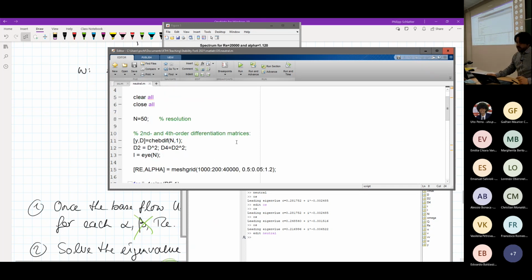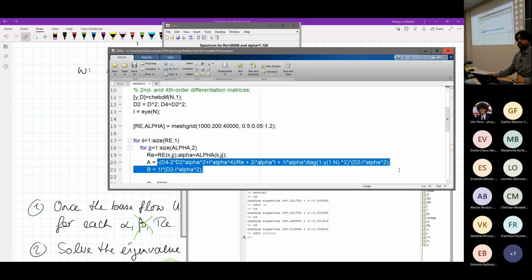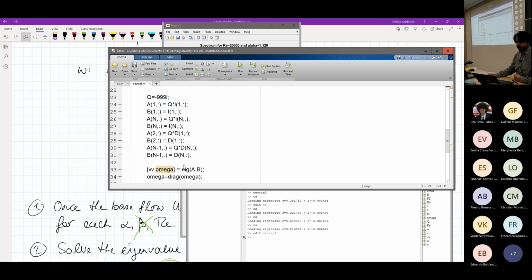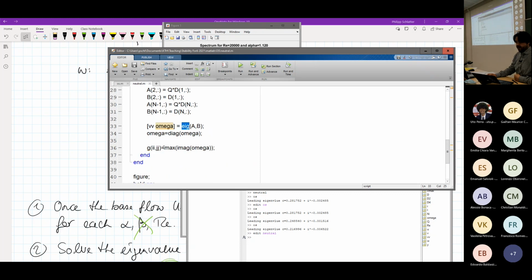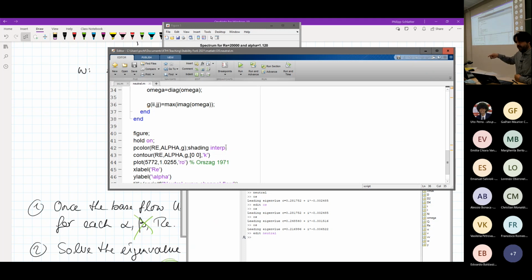And how I do this is essentially exactly the same as before. I will just create a mesh with a few selected points in Reynolds and alpha space. And in each of those points, I solve exactly the equation that I had before, the Orr-Sommerfeld equation. With the boundary condition, I do Eig, I extract the highest eigenvalue. And then, instead of showing the eigenfunction, I'll just do a contour plot of that to identify the neutral stability.